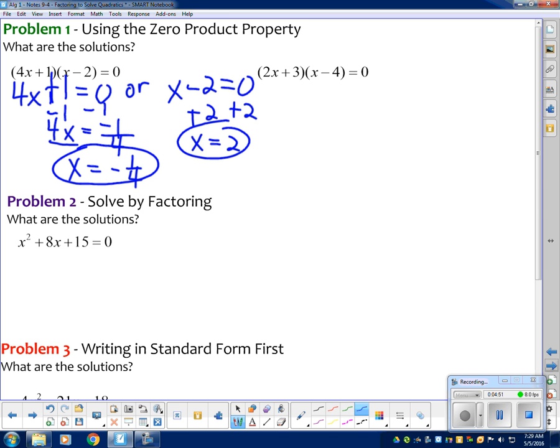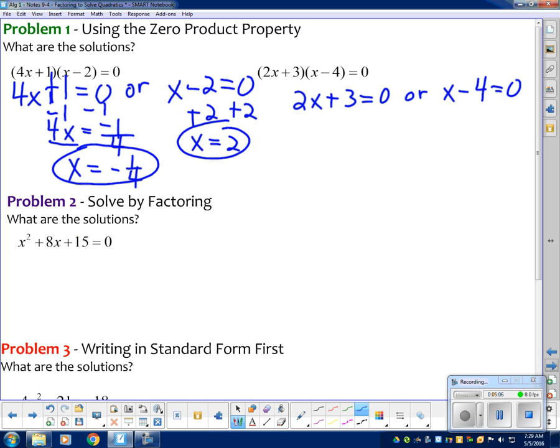Move on to the next one here. We have 2x plus 3 times x minus 4 equals 0. By the zero product property, either 2x plus 3 equals 0 or x minus 4 equals 0.